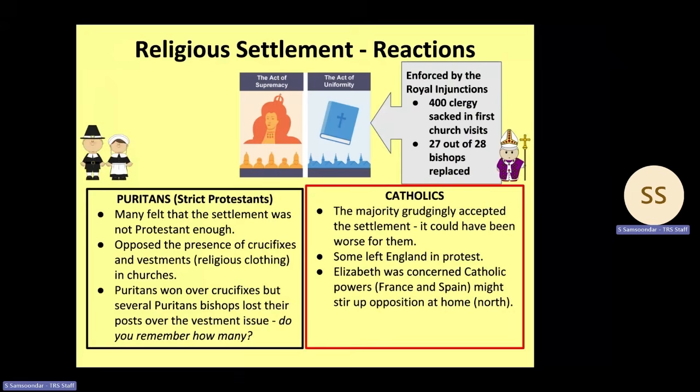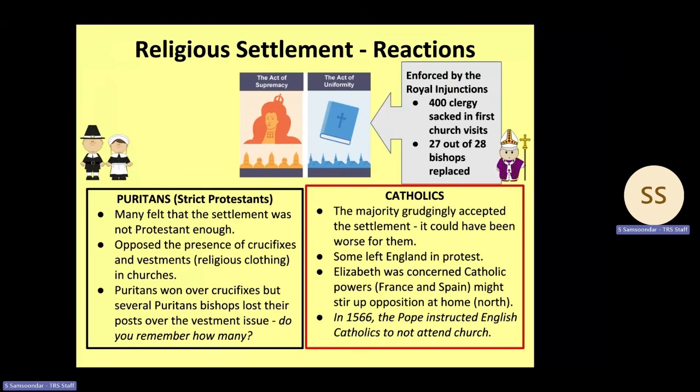Elizabeth was concerned that Catholic powers might stir up opposition at home. So there was always the concern that Catholics who were against the settlement would be more willing to respond to influence from abroad to challenge Elizabeth. And this does happen later on. Finally, in 1566, the Pope instructed English Catholics to not attend church. It's the first time the Pope directly addresses the situation in England. Worse is going to come.